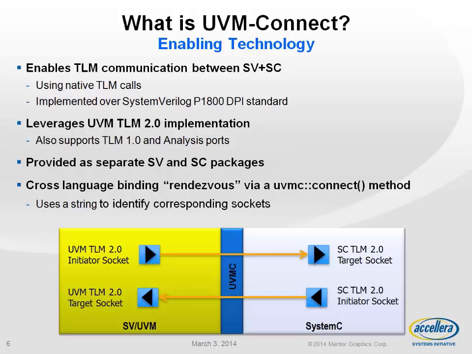So we set out to create something similar, and we called it UVM Connect, as an enabling technology to leverage what we've got already with TLM. So UVM Connect will enable your TLM communication from SV to SC and back again, and it leverages the TLM 2.0 implementation, although it also supports the UVM TLM1 and analysis ports. And it's a simple cross-language binding. The simplest way to make a binding is to have a string which is known on both sides. It's not rocket science, but it scales to most of the kind of complexities of test benches that we require to interoperate between the worlds of SystemC models and SystemVerilog UVM test benches.